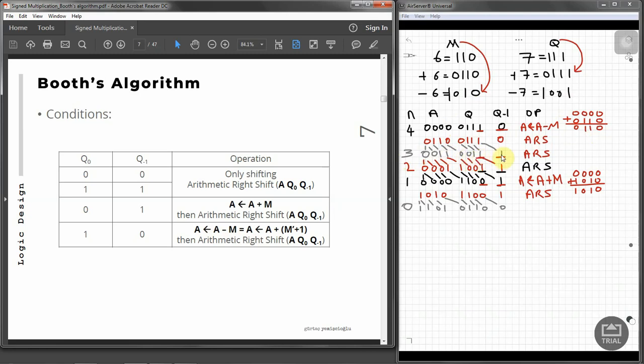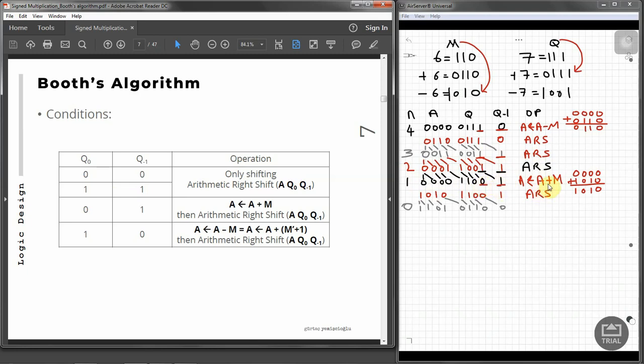Now 1 and 1 on both, that means it's going to be only arithmetic right shift. So we perform arithmetic right shift, and that will be 0 0 0 1 1 0 0 1, and 1 is shifted. Again, it's 1 and 1, and this is decremented to 2. That means it's another arithmetic right shift. So we shift it once again. This is going to be all zeros, and that's going to be 1 1 0 0, and that one is shifted to 1. Now it's 0 1.